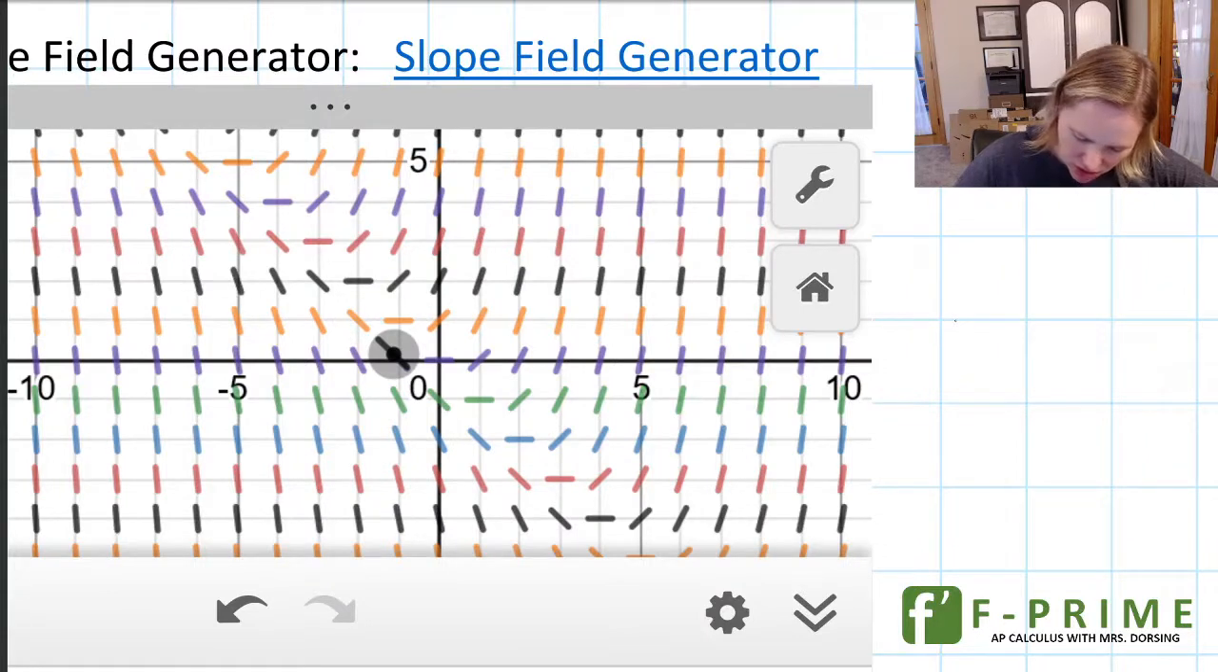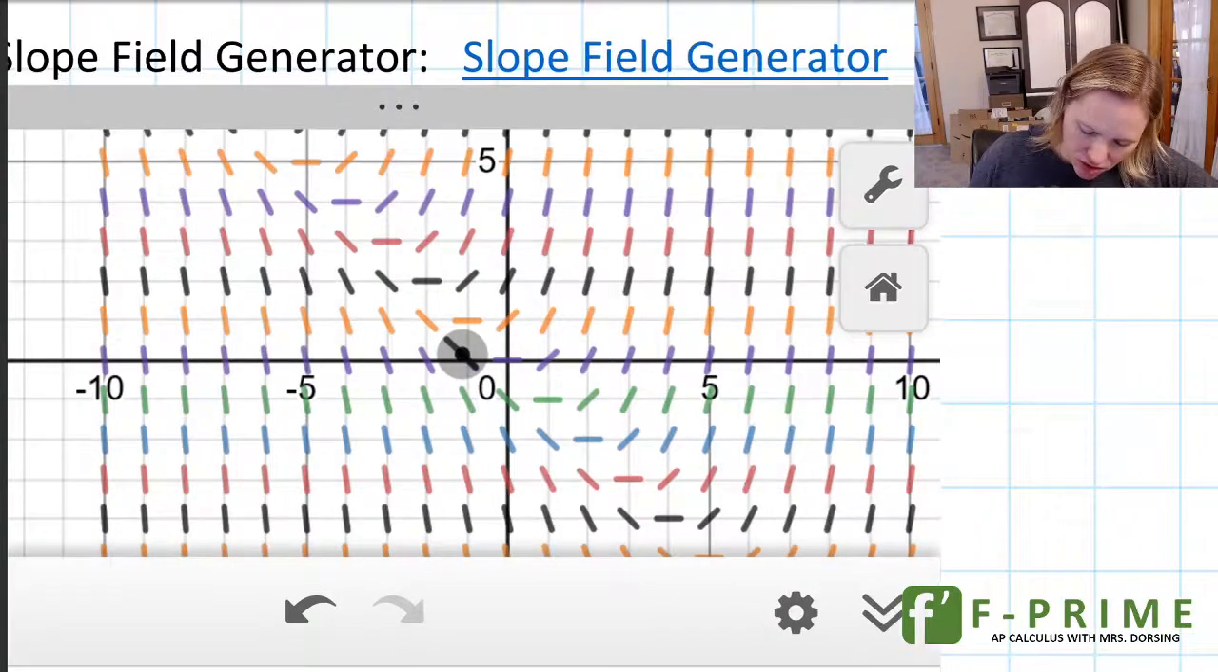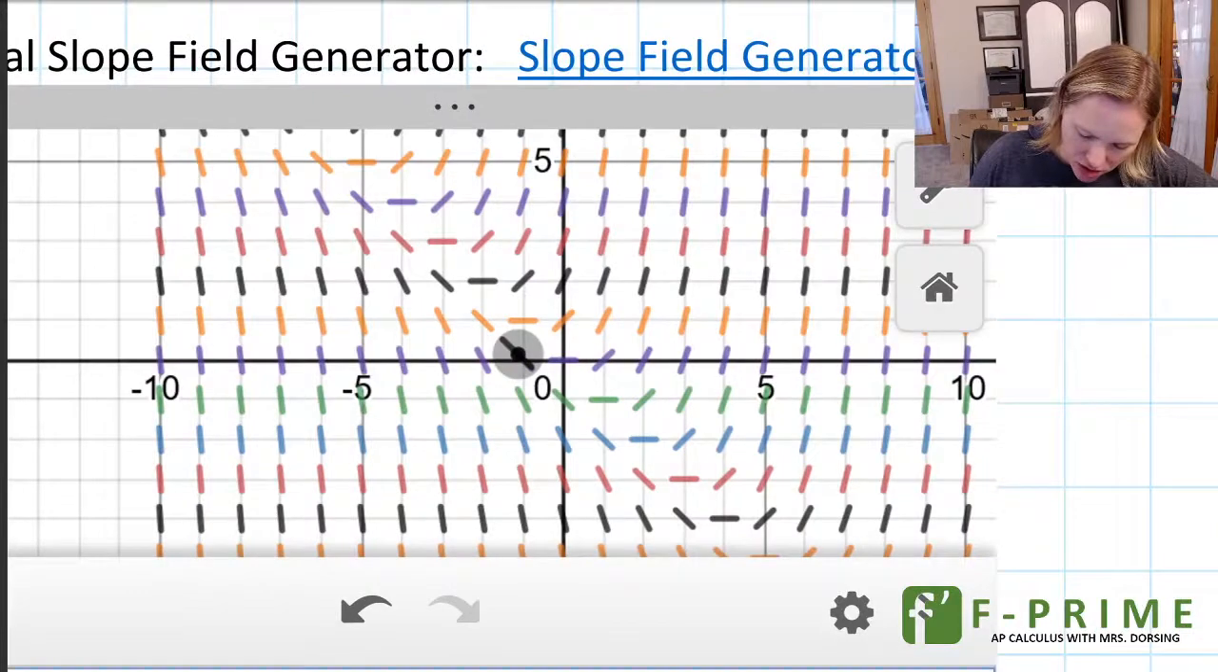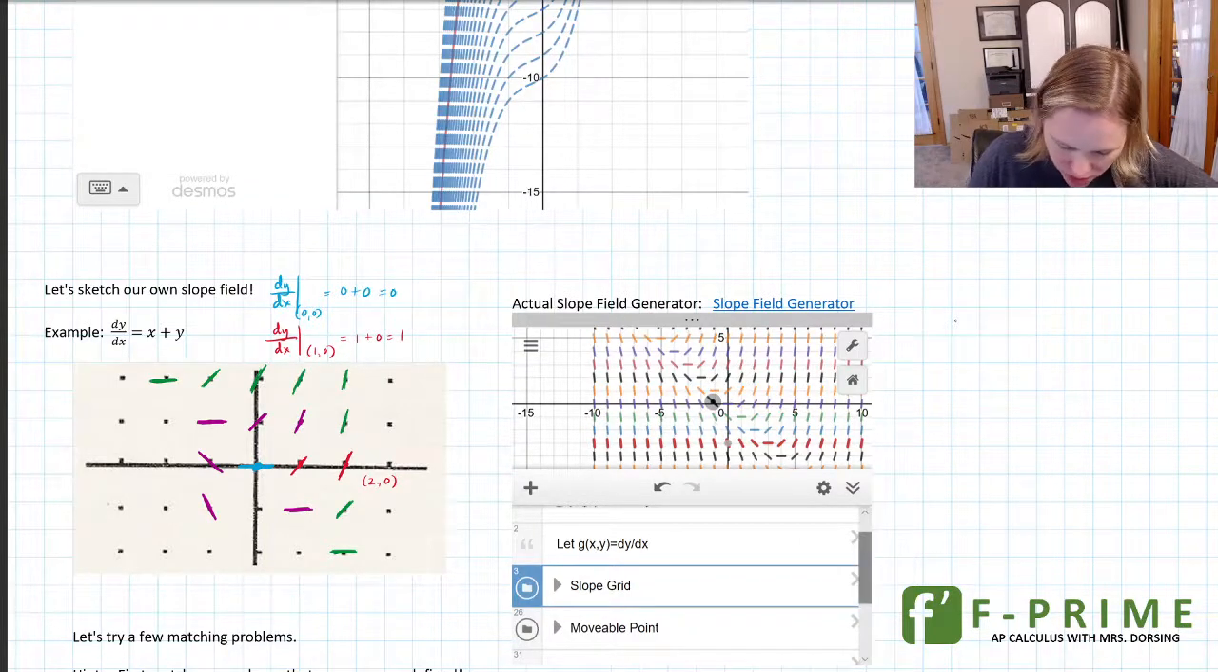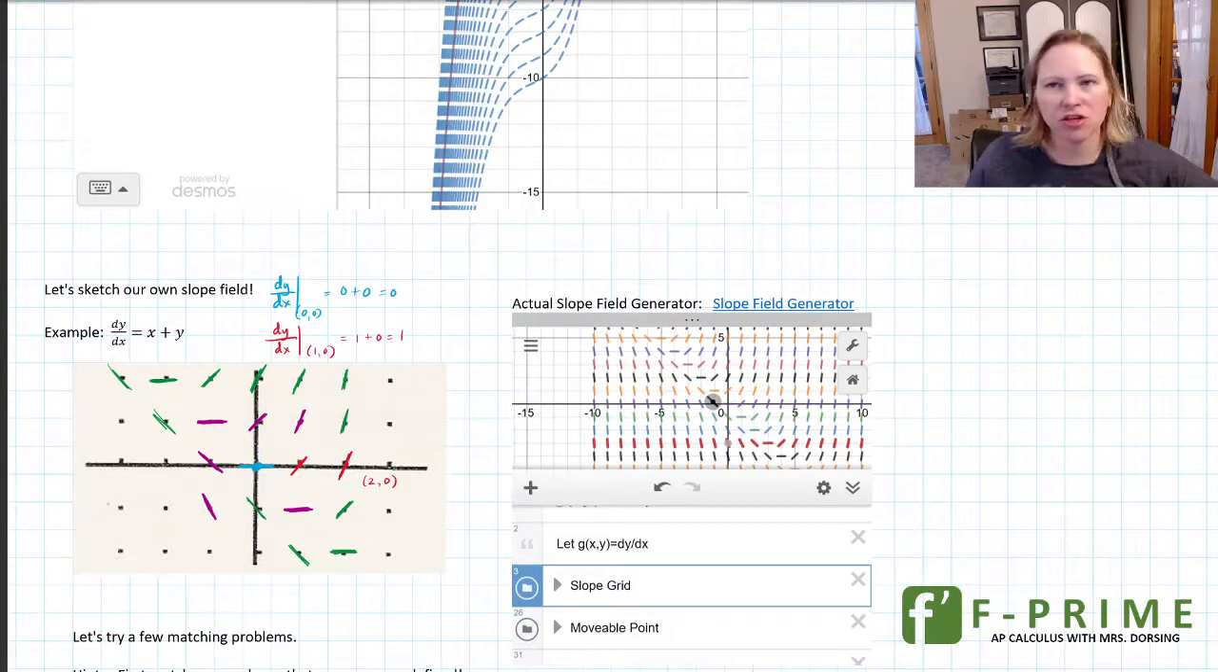Huh, that's interesting. If we compare what Desmos gives us to what we were having, there we go. It looks like we're lining right up. We had these slopes of +1 to the right of those 0 slopes, and then all along in here, this is where we were going to have these slopes. So my slope field generator matches what I was sketching, and that's a good thing.